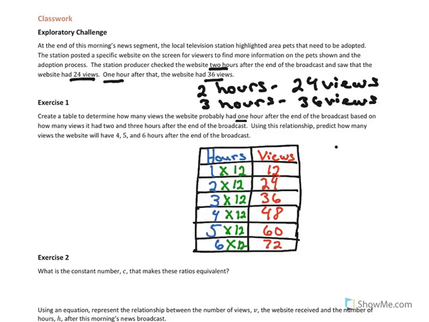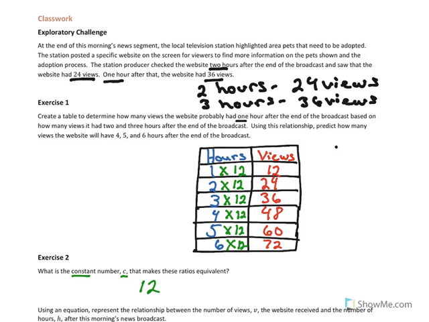Exercise 2 is asking, what is the constant number C that makes these ratios equivalent? So what number did we continue to multiply? The word constant and our C are our hints that we continue to multiply each one by to get the other. In this case, it was by 12.